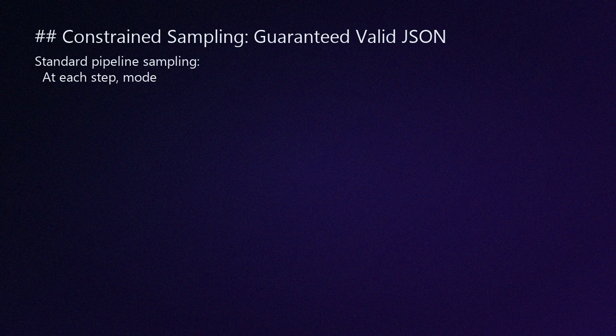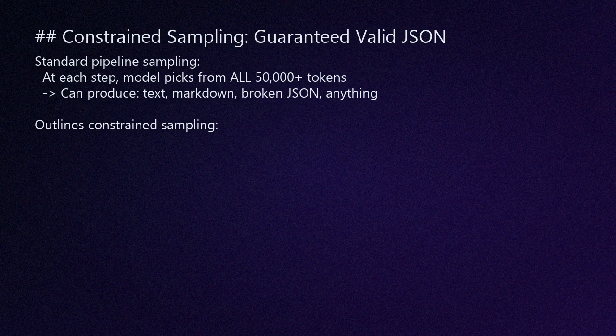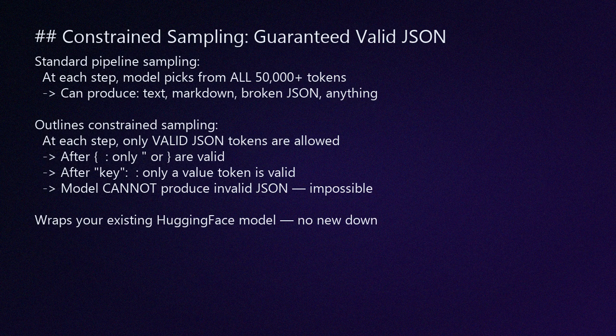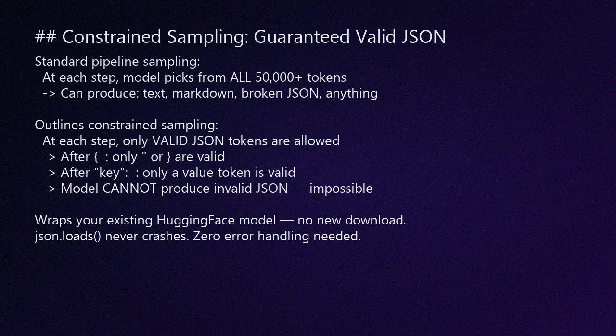One-shot prompting improves JSON reliability, but it still does not guarantee it. The model might add extra commentary, wrap the output in markdown code fences, or subtly deviate from the schema. For production systems where your code needs to call JSON.loads without crashing, you need something stronger, constrained sampling. The library we use is called Outlines.